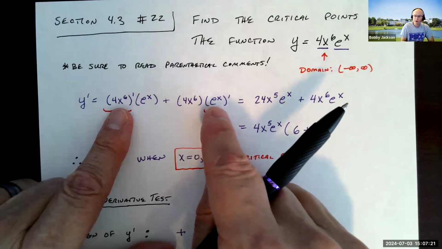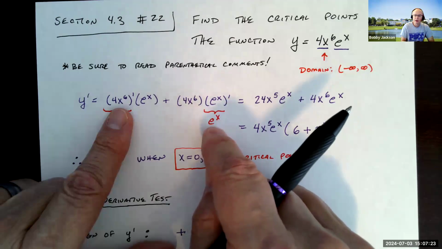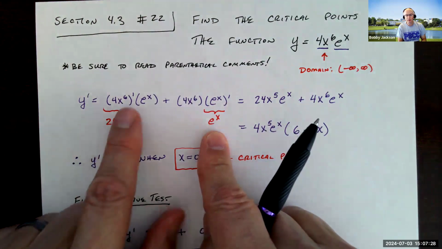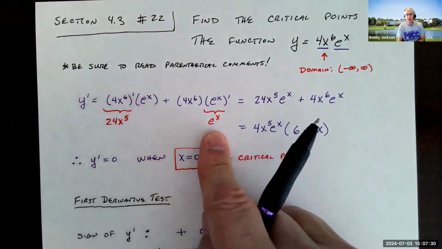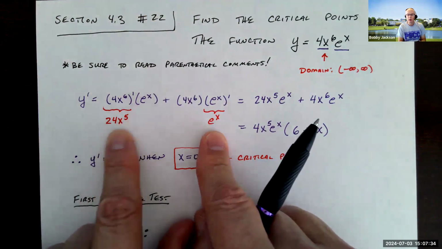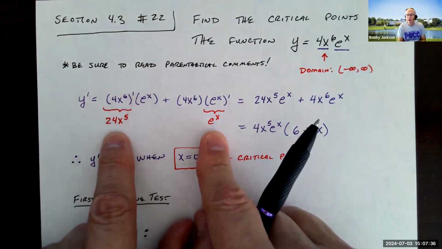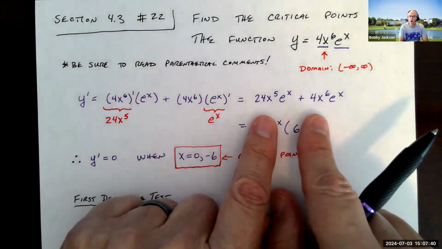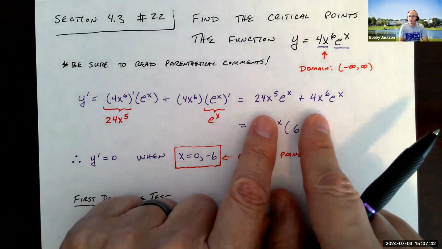I hope everyone knows the derivative of e to the x is just e to the x. And then by the power rule, the derivative of 4x to the sixth is 24x to the fifth, right? Bring the 6 down. 6 times 4 is 24. Subtract 1 from the exponent. And that's what we get. So here's our derivative.